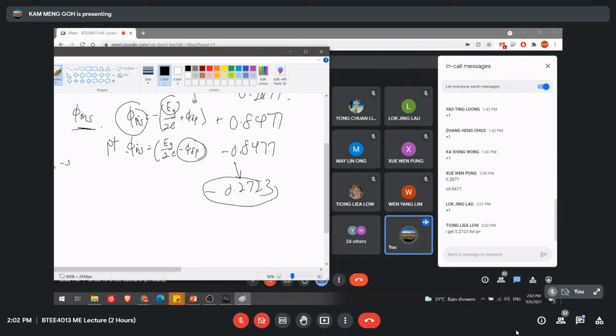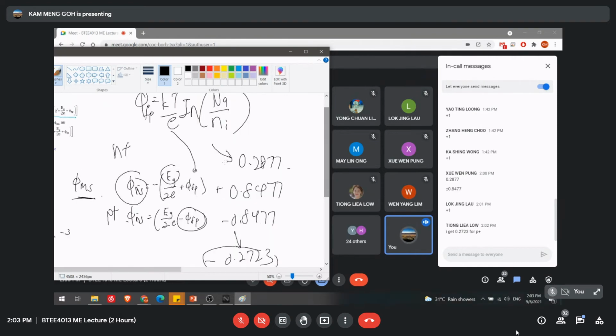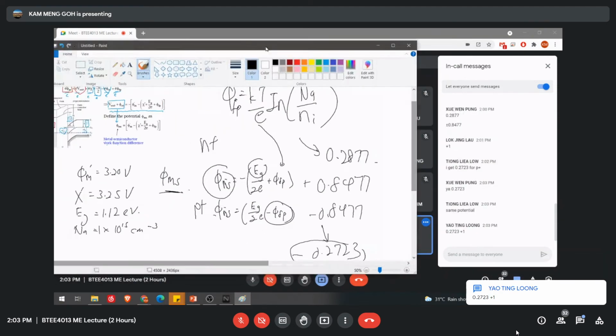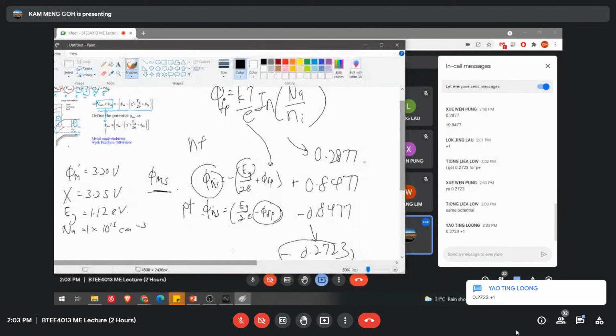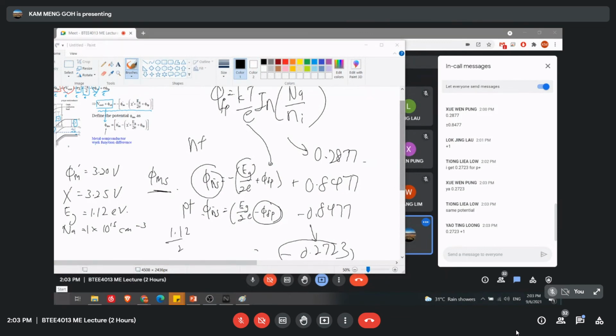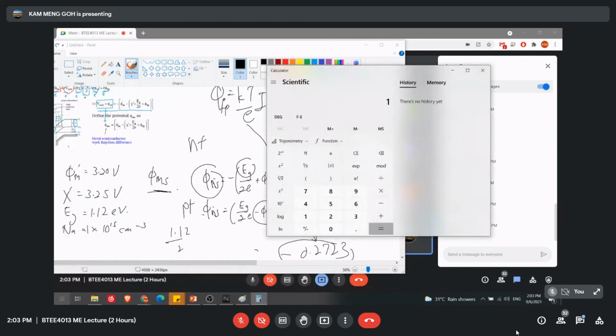But what about, let's say, the potential? Low Tonian, do you get 0.2877? Same potential. So all you have to do is use the Eg over 2E, then minus this thing only. Okay. 1.12 divided by 2, what is the value? Calculator. 1.12 divided by 2 is 0.56. 0.56 minus 0.2723 gives 0.2877.